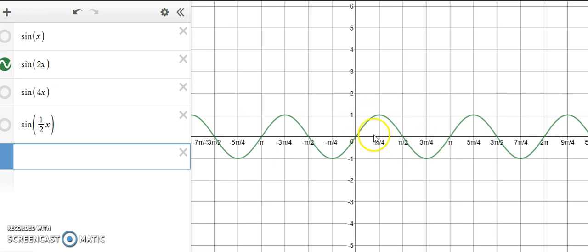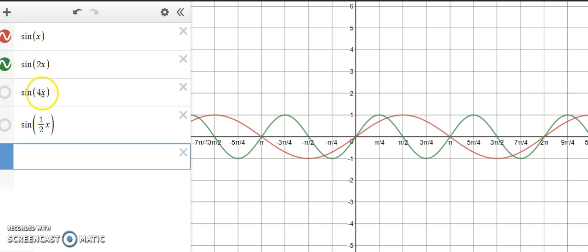But look, our amplitude has not changed. We still go from -1 to 1, and we still start at 0, 0. Because there's no shift, that's why we're at 0, 0. And from there, we have twice as many x-intercepts because we had that compression. So again, there's sine versus sine 2x. The red is our regular graph, and the green now is the 2x.